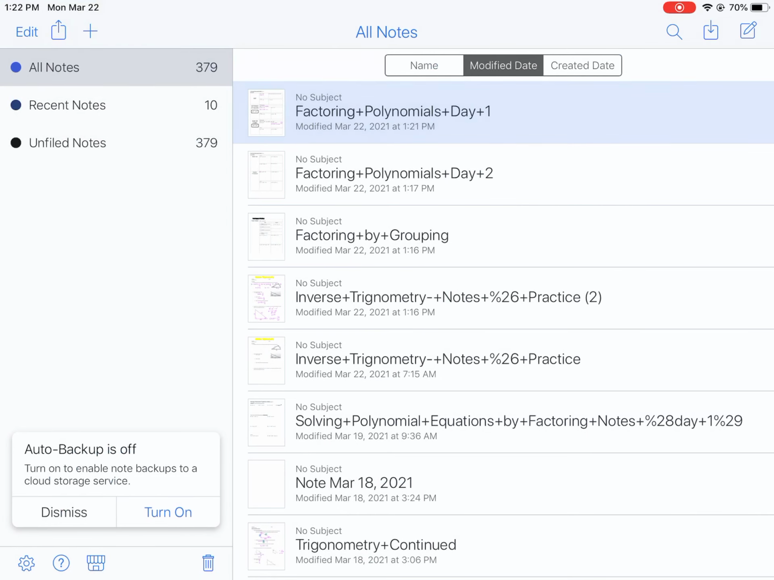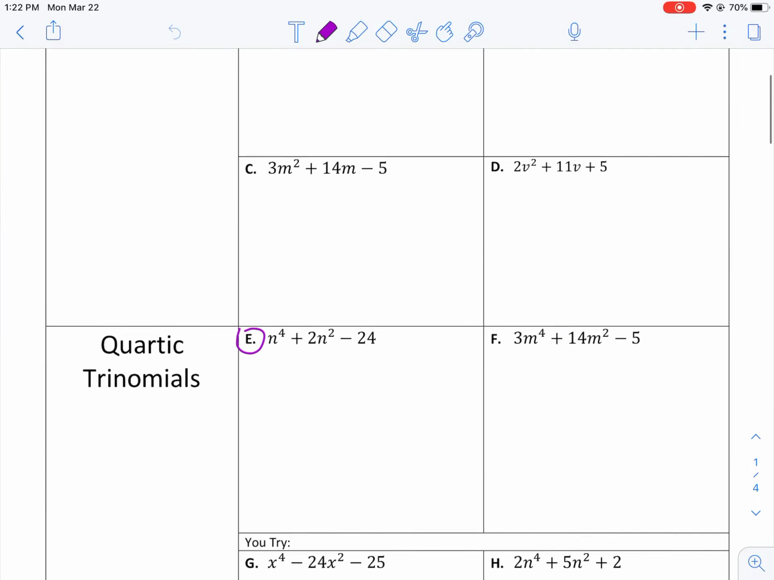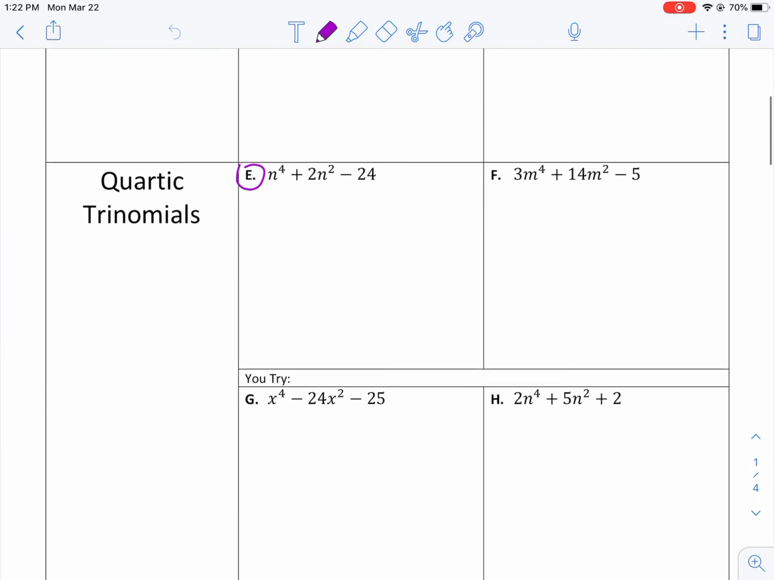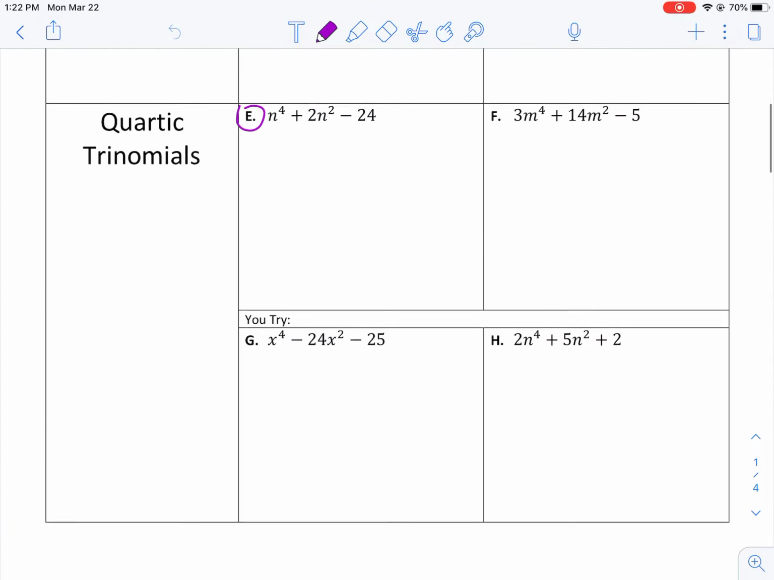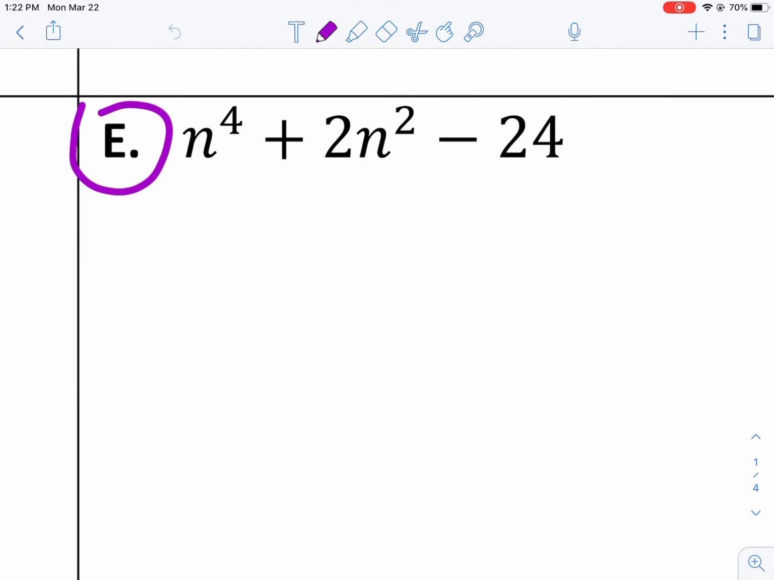All right, the next thing we did was trinomials, and we're going to go over two trinomials, one with a quartic and one with a cubic. All right, so these are both solved similarly to how we did normal quadratics. You just have to remember that now we have n to the fourth as our leading term and n squared in the middle.